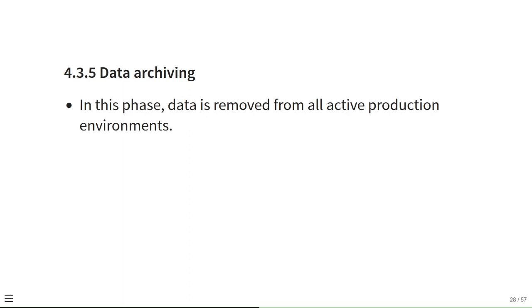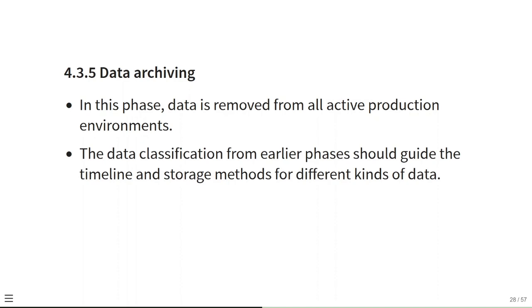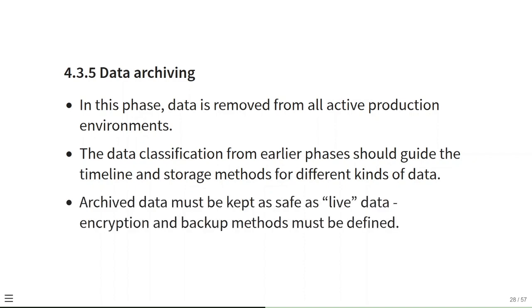In the data archiving phase, data is removed from all active production environments, and the data classification from earlier phases should guide the timeline and storage methods for different kinds of data. Archive data must be kept as safe as live data. Encryption and backup methods must be defined.